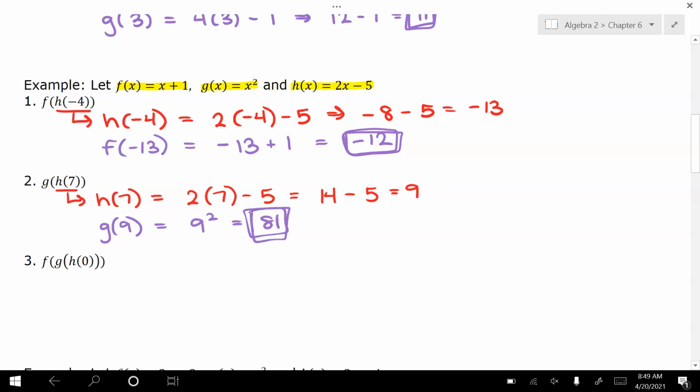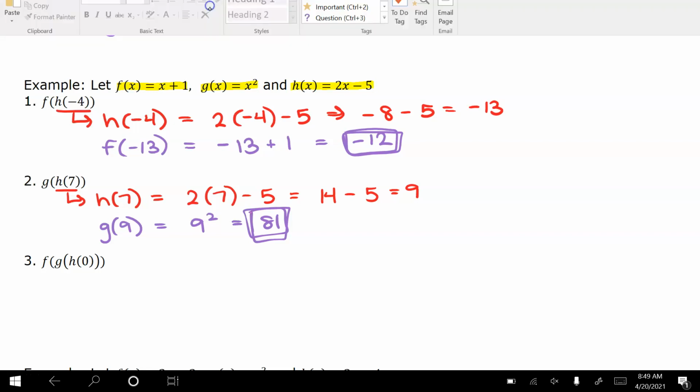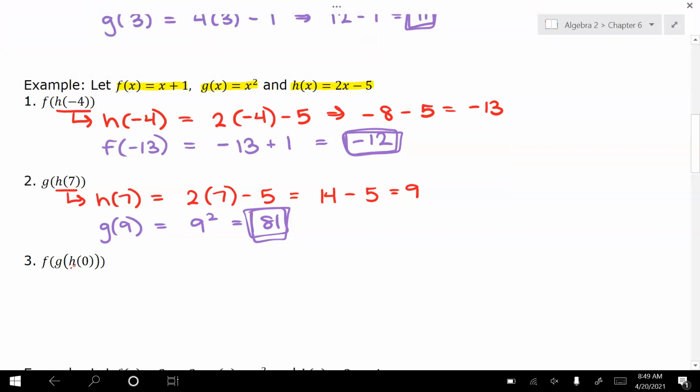So for number 2, I got 81. Now number 3, I'm going to do this 3 separate times. So I'm going to start with the smallest one first, like the one inside all of those parentheses first. So that would be h of 0. We're going to take 0, put it into h's function. So we're going to take 2 times 0 minus 5. That's going to be 0 minus 5, which is -5.